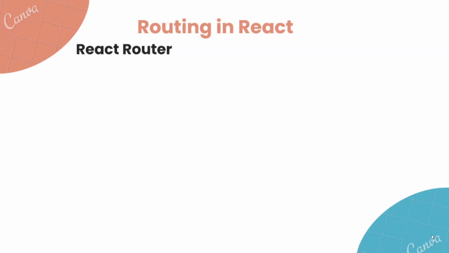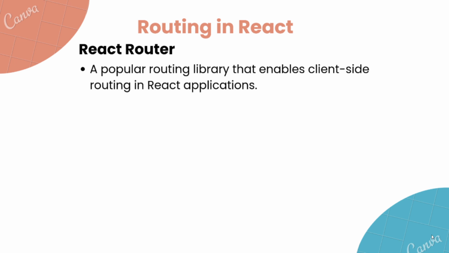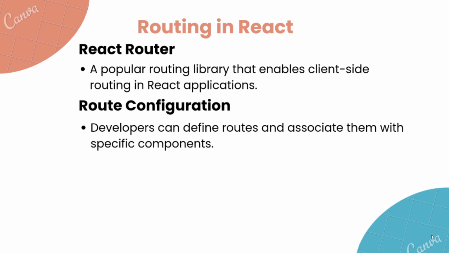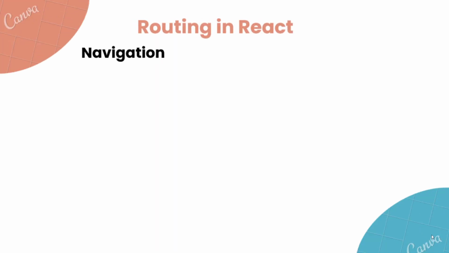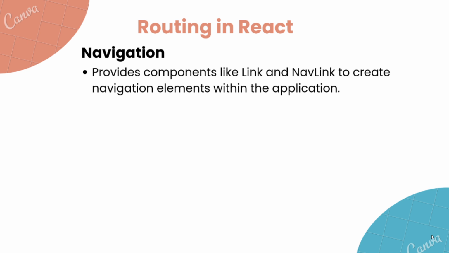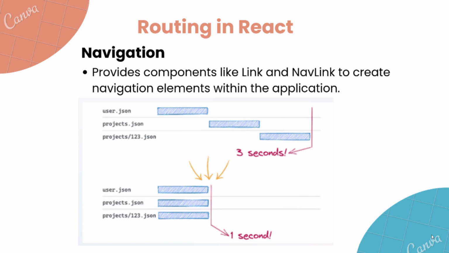Routing in React. React Router, a popular routing library that enables client-side routing in React applications. Route configuration. Developers can define routes and associate them with specific components. Dynamic routing. React Router supports dynamic routes, allowing for more flexible and complex navigation. Next one is navigation, which provides components like Link and NavLink to create navigation elements within the application. Here is an image of navigation.